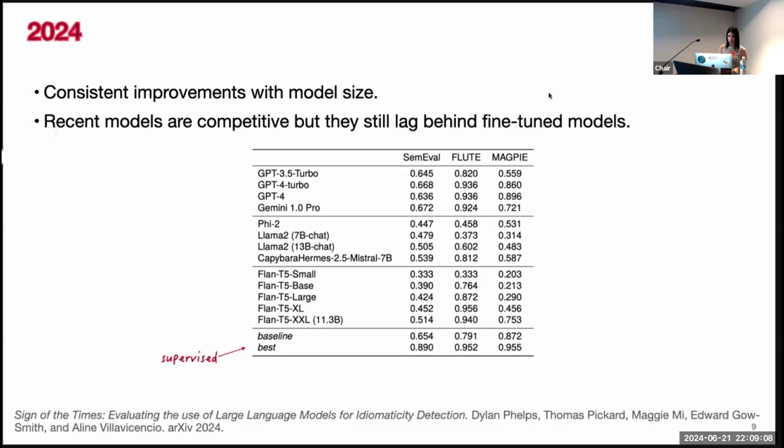So there's a very recent arXiv paper that tested models on three such datasets: SemEval 2022 Task 2A, FLUTE, which I'll discuss a little bit later as well, even though you probably know it very well, and Magpie. They found consistent improvements with model size. So the bigger the model is, the better it was on this task. But they also showed that zero-shot and few-shot models, even GPT-4, which is like the gold standard these days, still lagged behind the fine-tuned models.